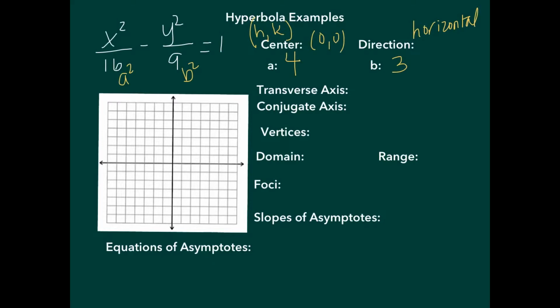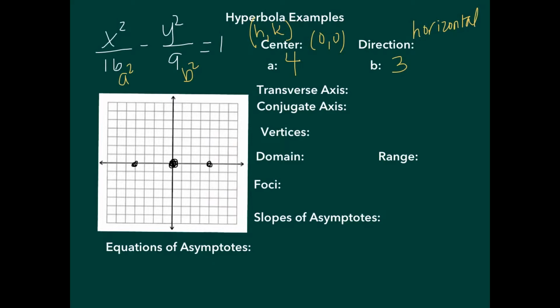Now the transverse axis. Let's draw this first and then I'll remind you where it is. So I've got my center. Now a is going to tell me the distance from the center to the vertex. Whichever direction I'm supposed to go, that's the way the a moves. Since I have a horizontal hyperbola, my a is going to move 4 units horizontally. So I'm moving 4 units to the right and 4 units to the left. These are my vertices. This is the vertex of that hyperbola right here and the vertex of the other one right here.